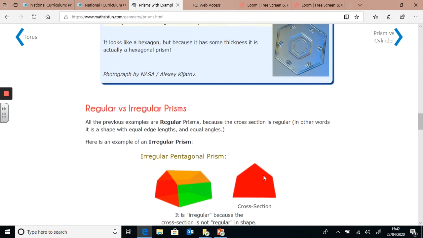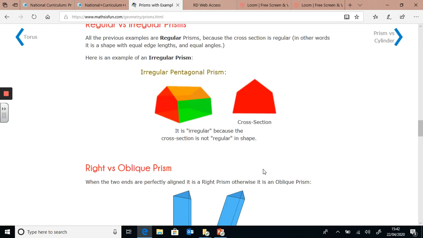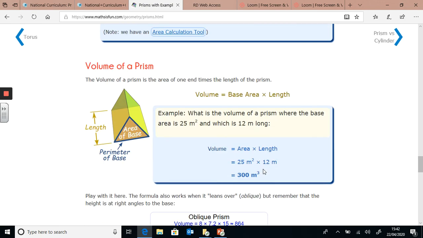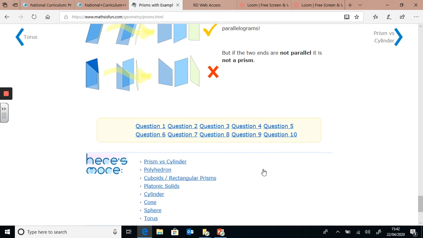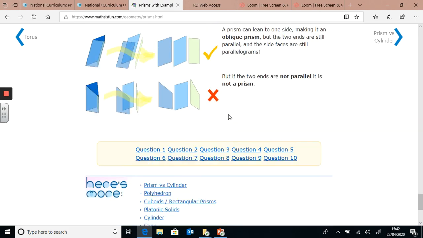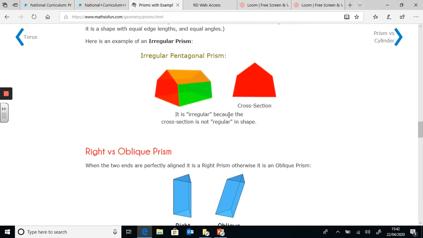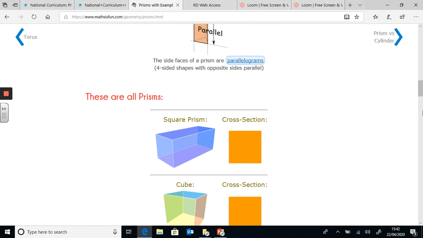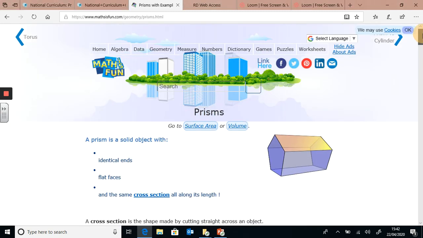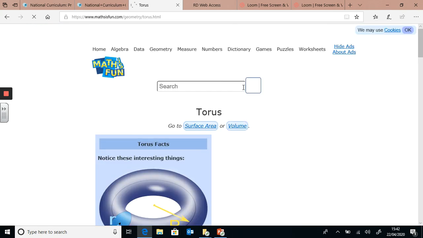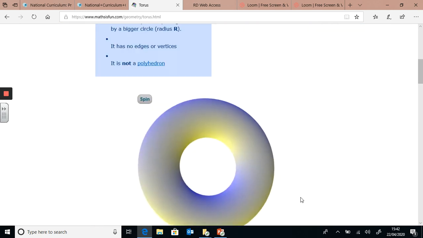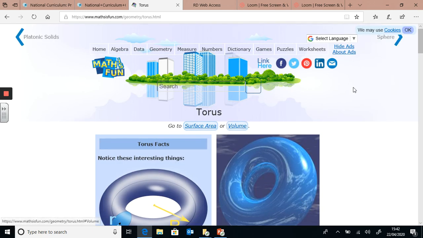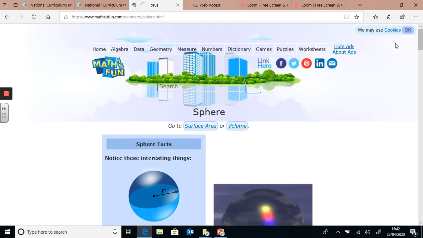Examples, lots and lots of different ideas about how you can understand those. So a very useful website looking at the properties of 3D shapes, and this is geometry in prisms. You can go through lots of different areas here, just something to explore. Sphere.